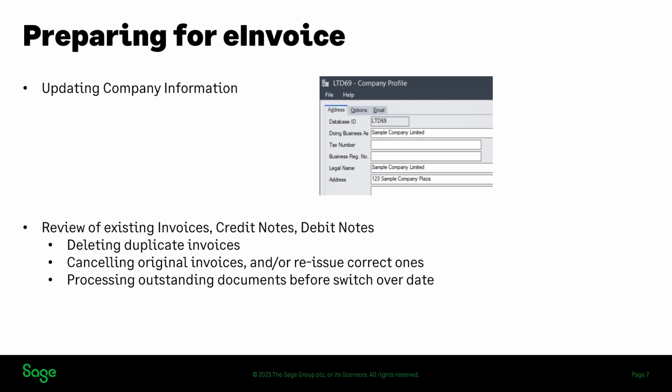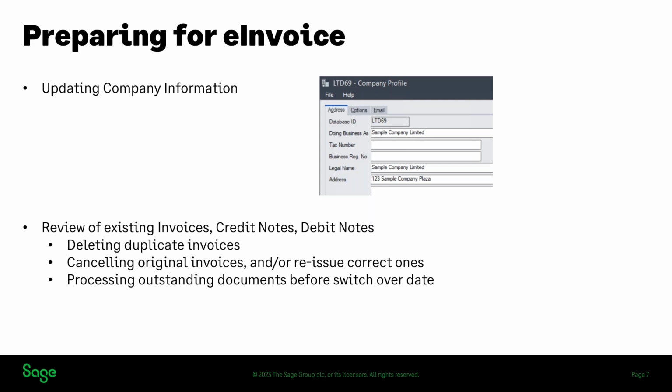In terms of preparation, you do want to take a look at your existing AR, AP, invoices, credit notes, debit notes, and any duplicates. You want to basically look at removing them. Any invoices that need to be canceled, updated, or reissued, you need to talk to your suppliers to get those cleaned up. And one of the last things to do is, that August date is coming up, and any outstanding documents, credit notes, debit notes, and everything, you want to ideally get those pushed through before all that happens.